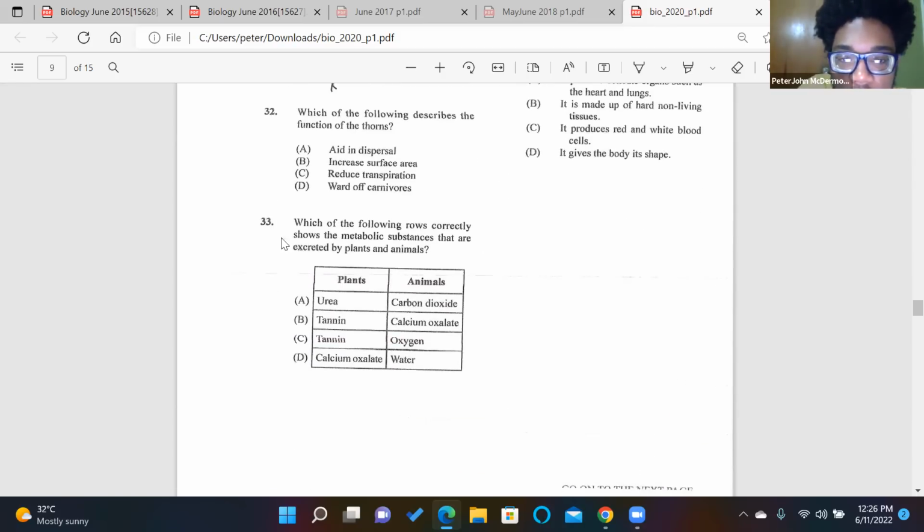So which of the following rows correctly shows the metabolic substances that are excreted by plants and animals? Plants, animals. Guys, do plants excrete urea? No, sir. Plants, remember we said plants have tannins, so that's cool. But do animals excrete calcium oxalate?